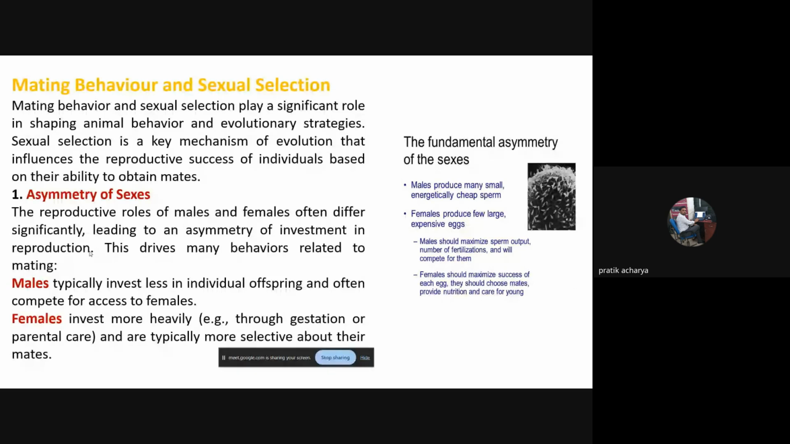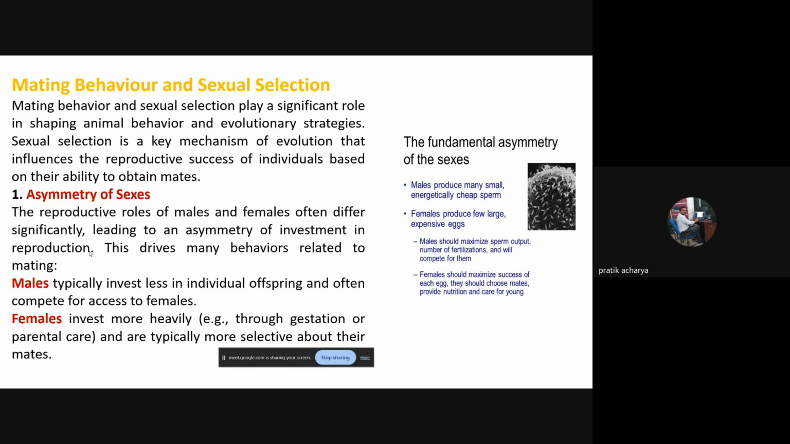So what are the differences? Males typically invest less in individual offspring and often compete for access to females. That is the dominating nature due to different hormonal action. But females invest more heavily. That means more care from the female side in comparison to the male side, and females are typically more selective about their mates.